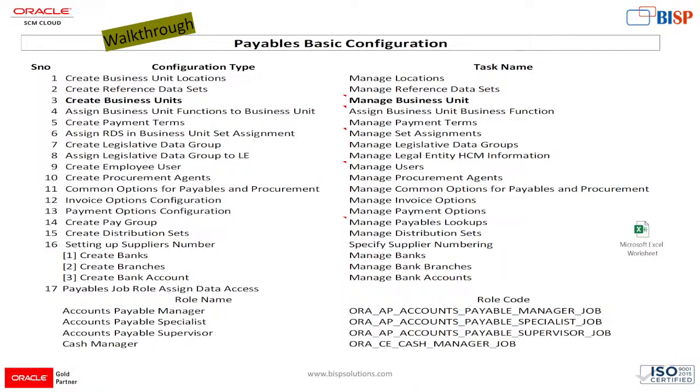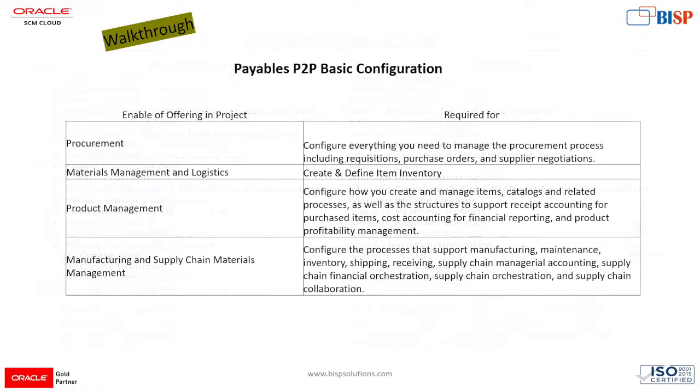Then we will create bank branches and create bank accounts through manage banks, bank branches, and manage bank accounts. And we will provide the job roles and assign the data access. The roles are accounts payable manager, accounts payable specialist, accounts payable supervisor, and for bank related activities for making a payment, cash manager is the role. So that is the cash manager. These are some of the payables P2P basic configurations.